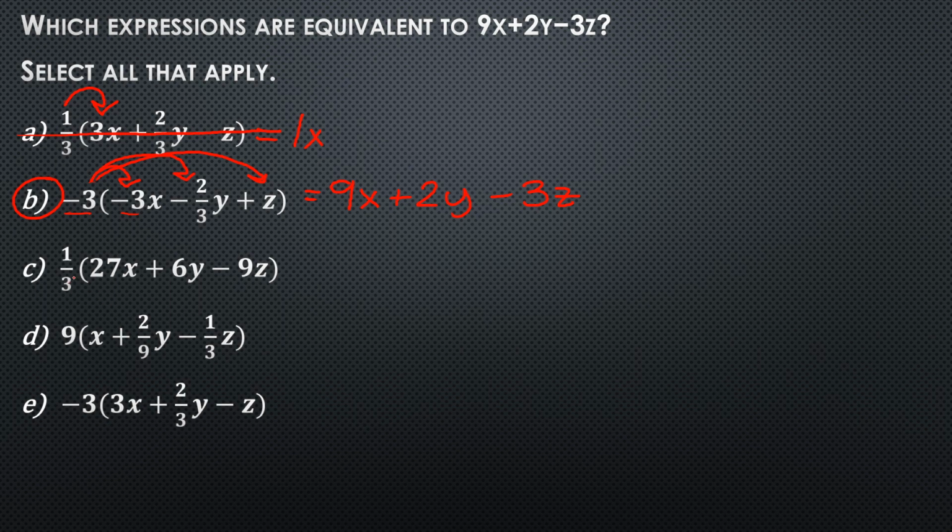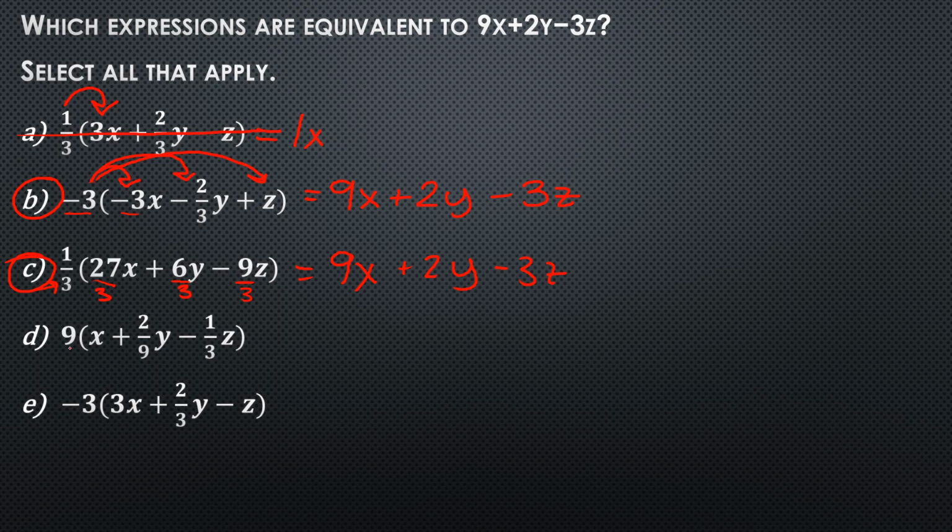All right, here, I'm going to use that trick because I have a 1/3 out here. A 1 is in my numerator, which means I am dividing all of these terms by my denominator, which is 3. So I'm going to divide all of these by 3. 27 divided by 3 is 9. 6 divided by 3 is 2. 9 divided by 3 is 3. So C here also works.